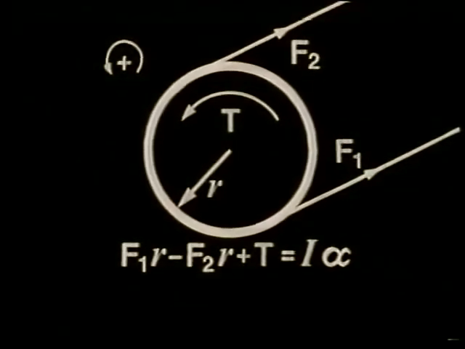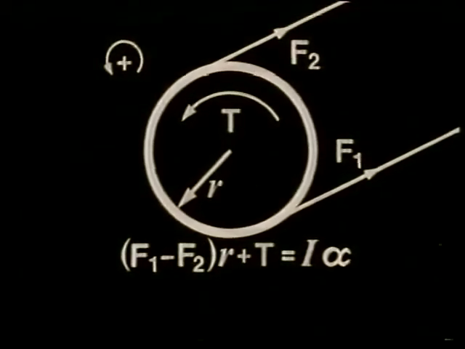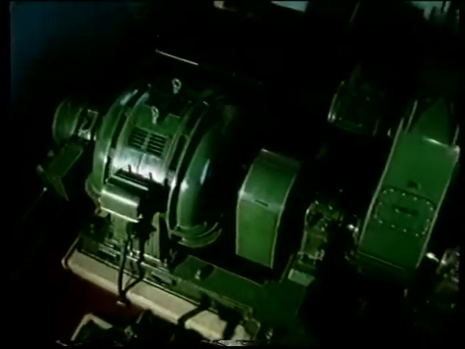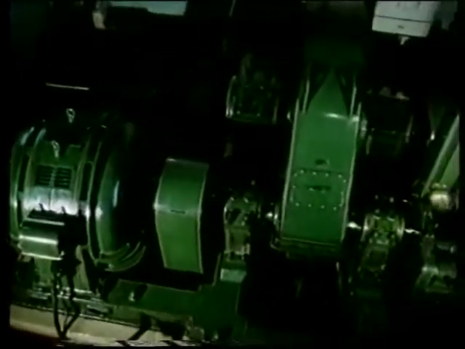From this equation, you can see that the required torque, T, is in fact dependent on the difference between the tensions in the two ropes. This torque is in fact supplied from a 260 kilowatt motor via an 8-to-1 gearbox and finally to the drum itself.